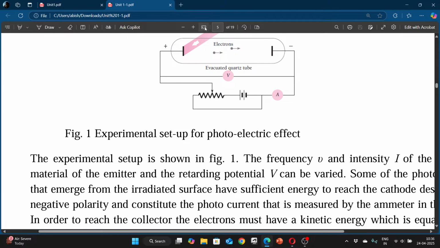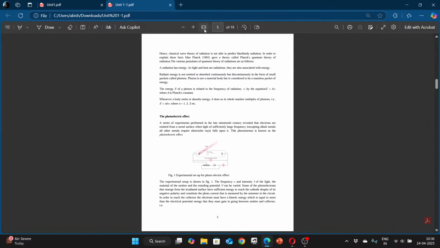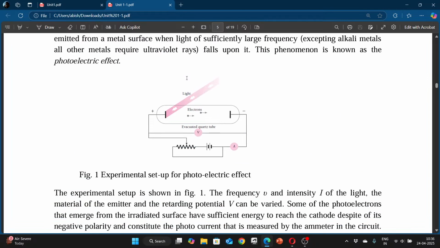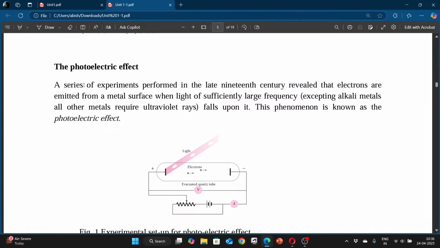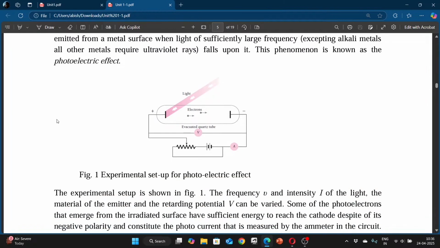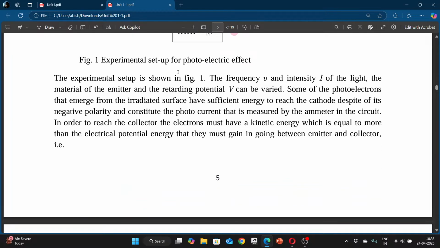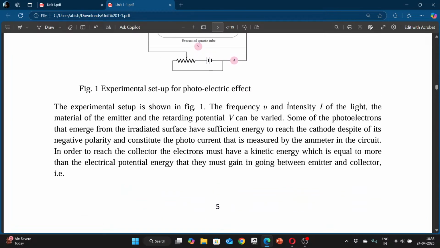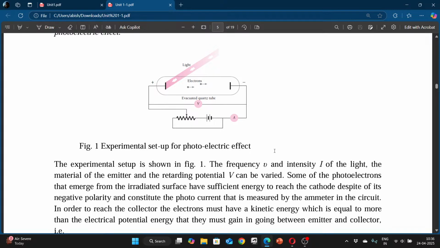So let's go through the document for this one. A series of experiments were done in the late 19th century on the photoelectric effect. The experiments you have already seen. The frequency is nu and the intensity is I. The material of the emitter and the cathodic potential V can be varied. Some of the photoelectrons that emerge from the irradiated surface have sufficient energy to reach the cathode.